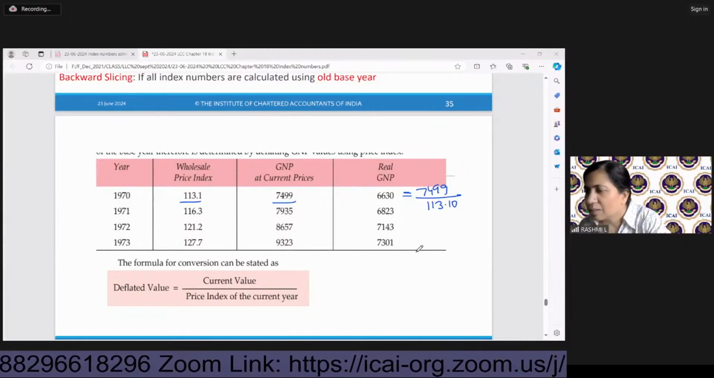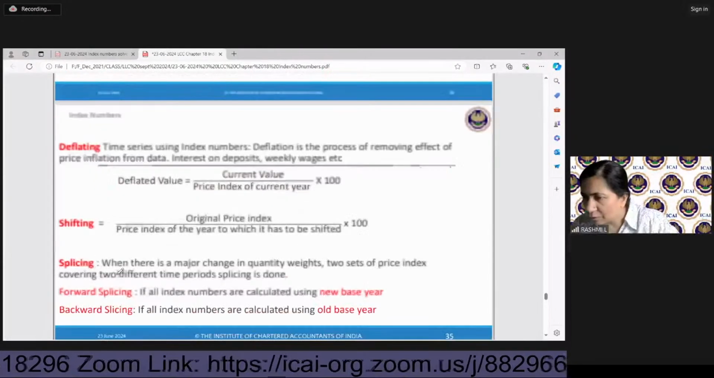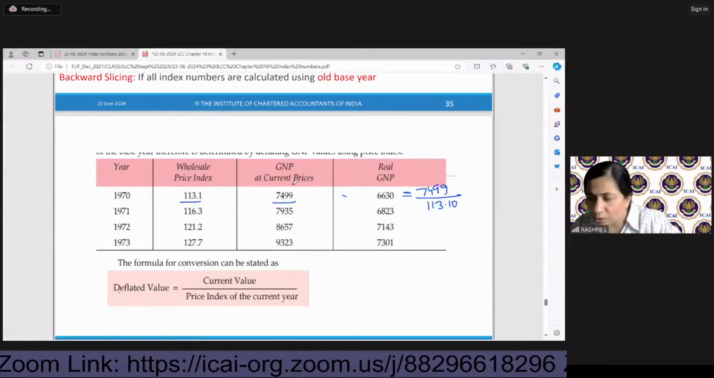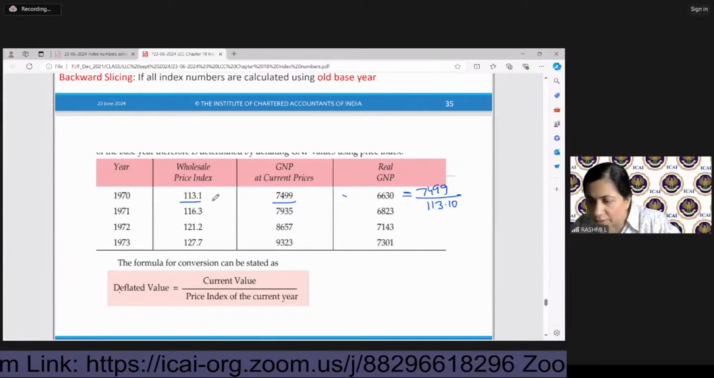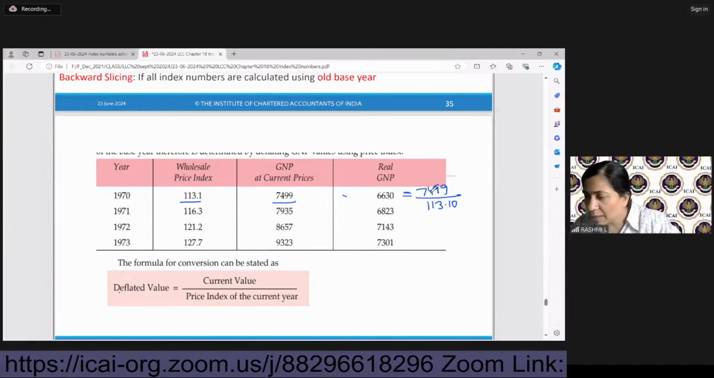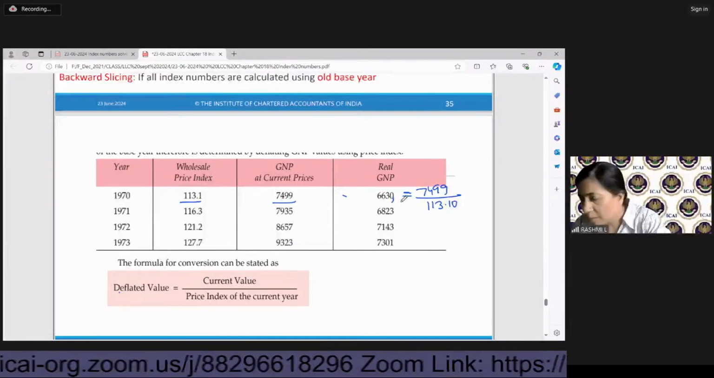okay? So what happens is deflation is what we have talked about, deflating. You remove the inflation. So what you have is 7499, but if I remove the inflation, what will I get? This is equivalent to 6630. Okay.